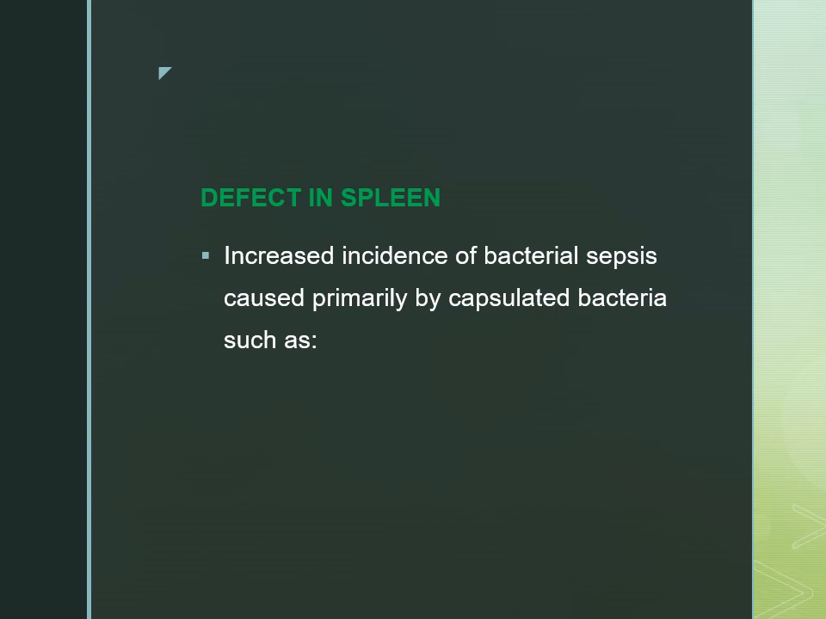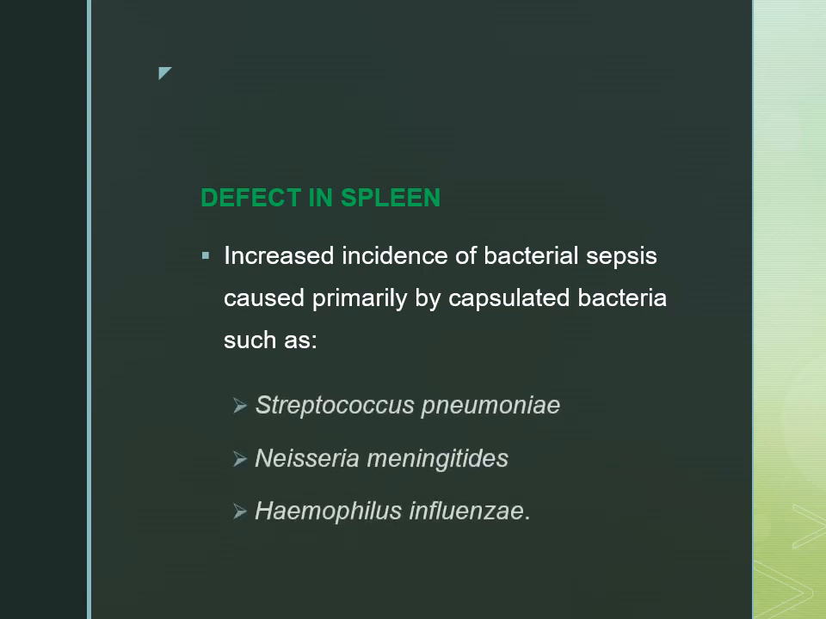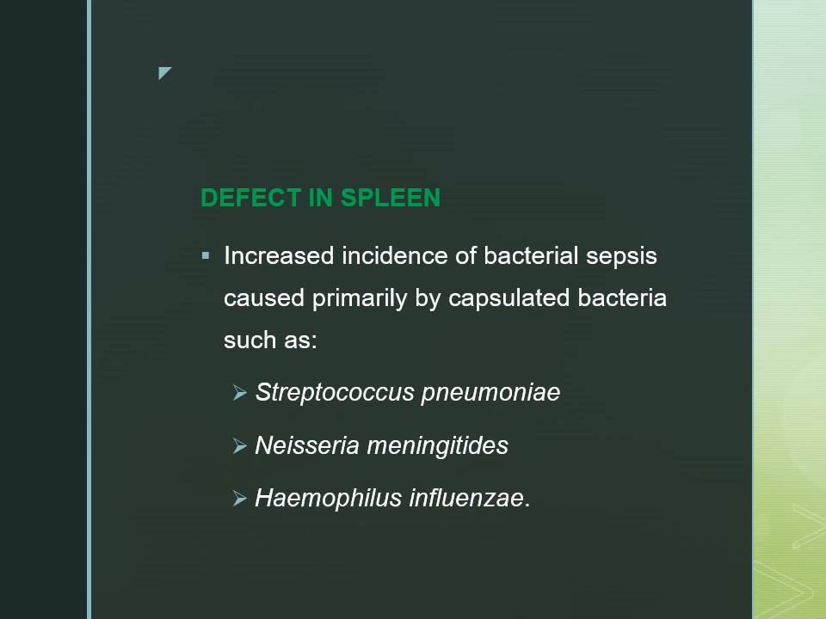If some problem occurs in it, there is an increase in the chance of infection with capsulated bacteria. And what are these three bacteria which are asked in vivas and MCQs? One is Streptococcus pneumoniae, which causes pneumococcal infection. Another is Neisseria meningitidis, which causes meningitis, and Haemophilus influenzae. They are all three capsulated organisms. So the chance of capsulated organism infection increases.